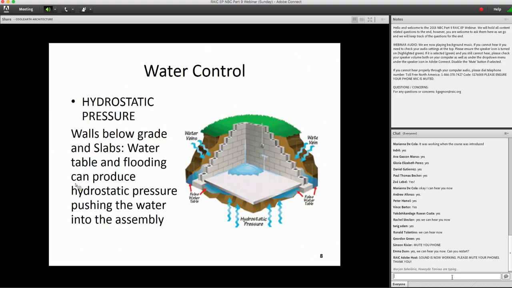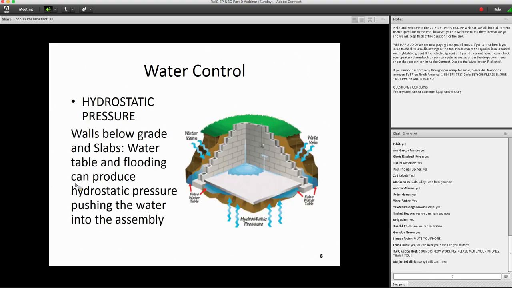For the walls below grade, we have to consider hydrostatic pressure. There's water coming from the water table that can reach part of the walls. There's also flooding or excessive rain that might be flowing through the soil and will also generate some hydrostatic pressure. We have to consider that as well.